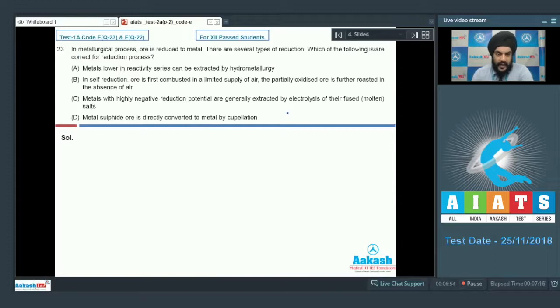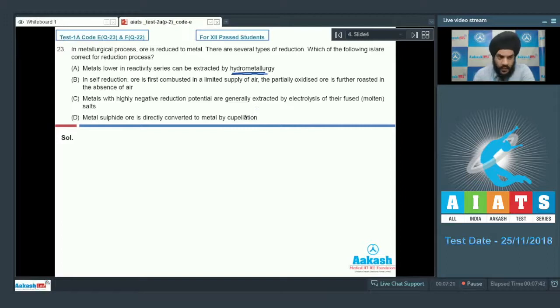Question 23. In metallurgical processes, the ore is reduced to metal. There are several types of reduction. Which of the following are correct for the reduction process? So let us look at the first option. Metals lower in the reactivity series can be extracted by hydrometallurgy. This statement is correct, students. Low grade metals like copper, silver, etc. can be extracted by the hydrometallurgy.